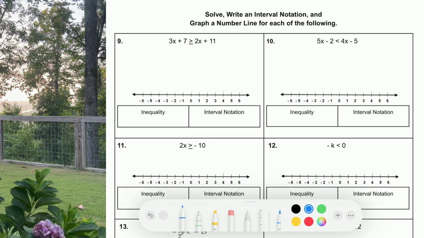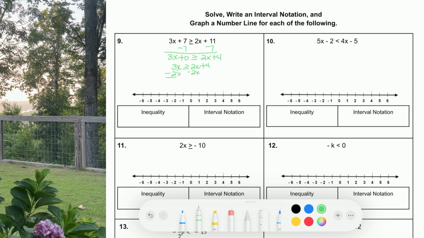Now we're going to solve some inequalities, write an interval notation, and graph a number line for each of the following. So we're going to do all 3. The first thing we need to do, looking at number 9, is subtract 7 from both sides. So I'm going to do that. I'm going to subtract 7. I get 3x plus 0 is greater than or equal to 2x plus 4. Rewrite that.